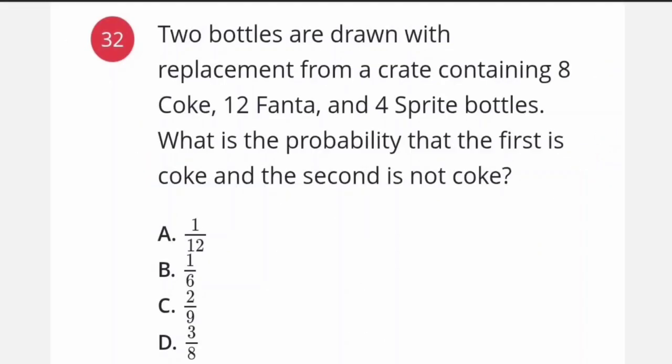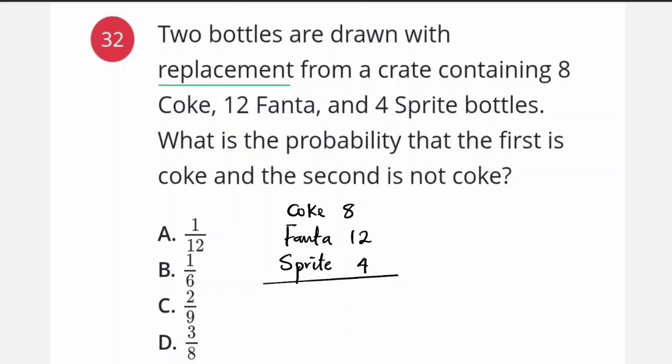Here is question 32. Question number 32 says, 2 bottles are drawn with replacement. Please, let's understand this, with replacement. From a crate containing 8 Coke, 12 Fanta, and 4 Sprite. Sprite is given as 4. Okay, that's all we are given.